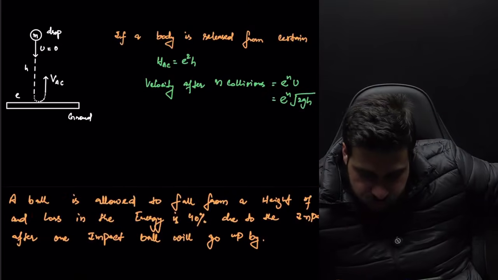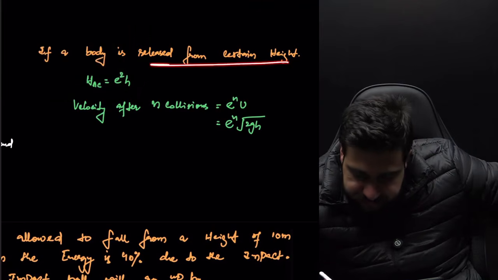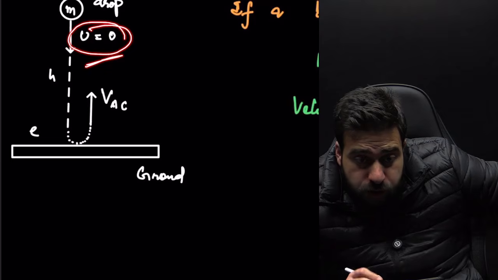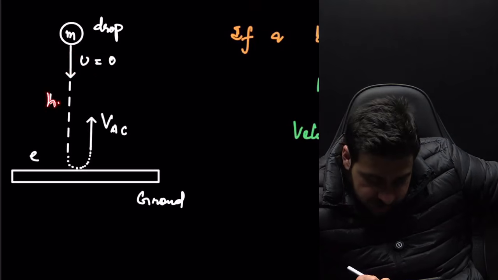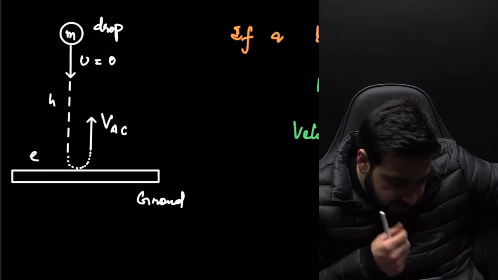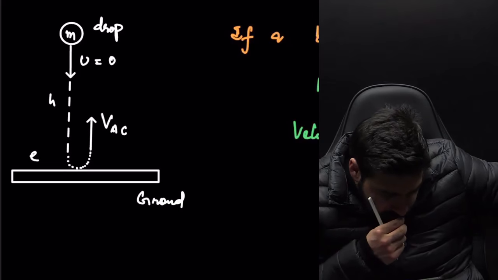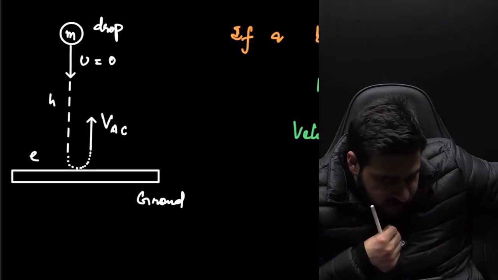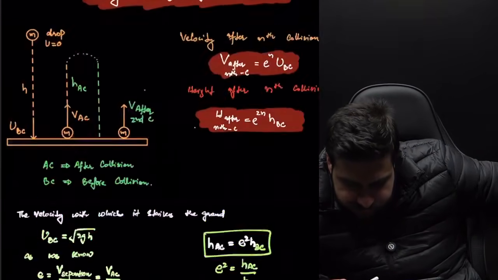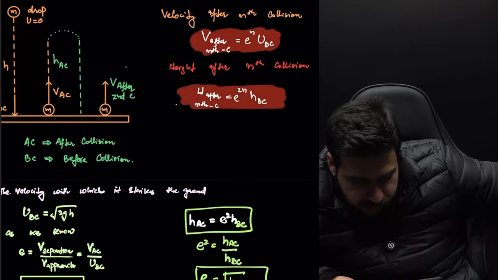Now, guys, there is a case 2 also over here. If a body is released from a certain height h, release means initial velocity is 0. Here the initial velocity is not constant; it is 0 from the certain height h. Now, my dear NEET aspirants, if a body is released from a certain height, what is the velocity after n collisions?